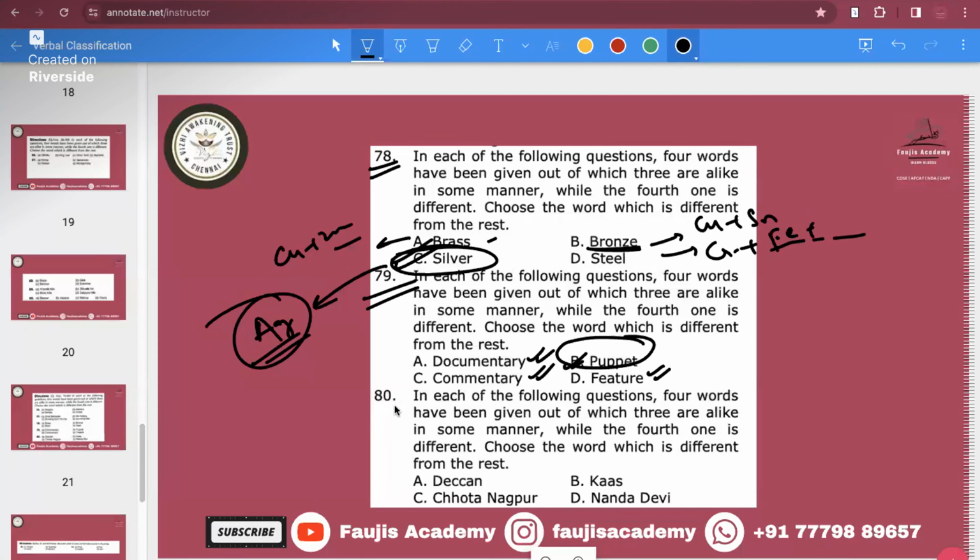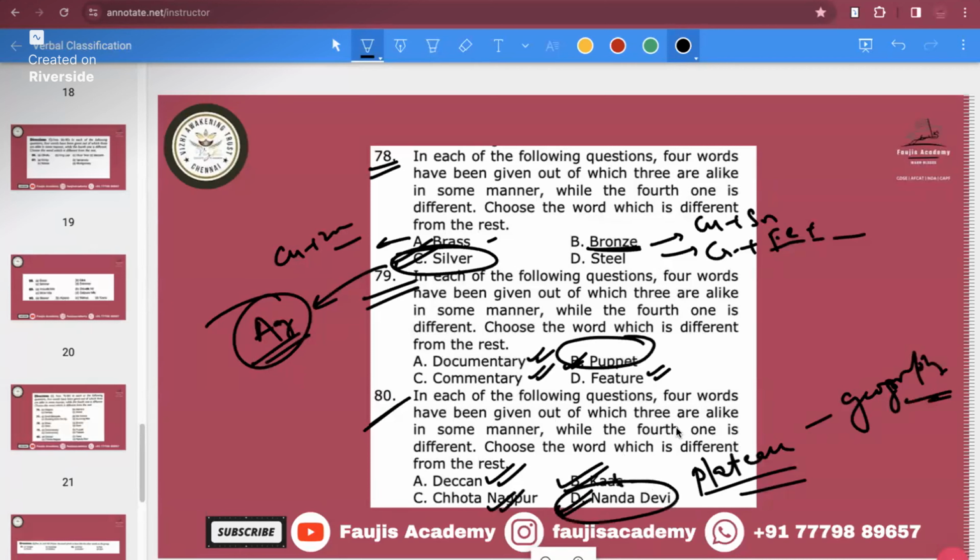Question number 80. Deccan Plateau, Chota Nagpur Plateau, Kars Plateau. These are all plateaus in geography. And Nanda Devi is a mountain. Rest all are plateaus. Cool, guys? Please do the rest of the questions.